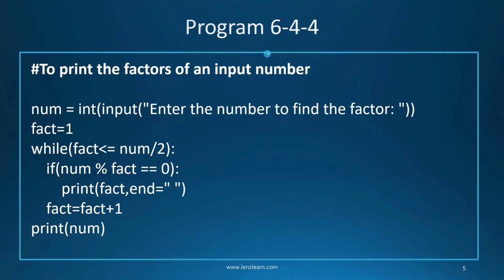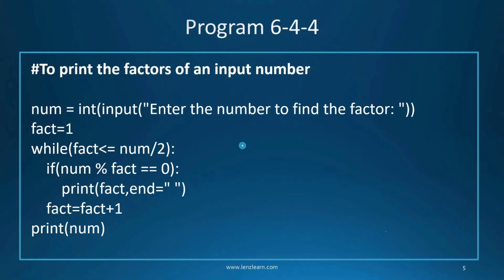Now we will discuss the fourth program. Here we need to print the factors of an input number. So if I input a number as 8, what are the factors of 8? You know that the numbers that perfectly divide 8 are its factors. So 1, 2, 4 and 8 itself are the factors of 8. Because when you divide 8 with any of these numbers, the remainder will be 0.